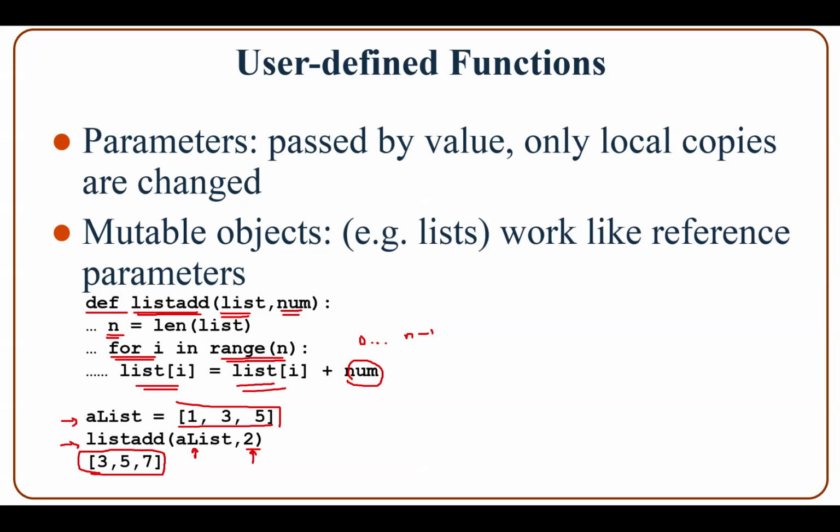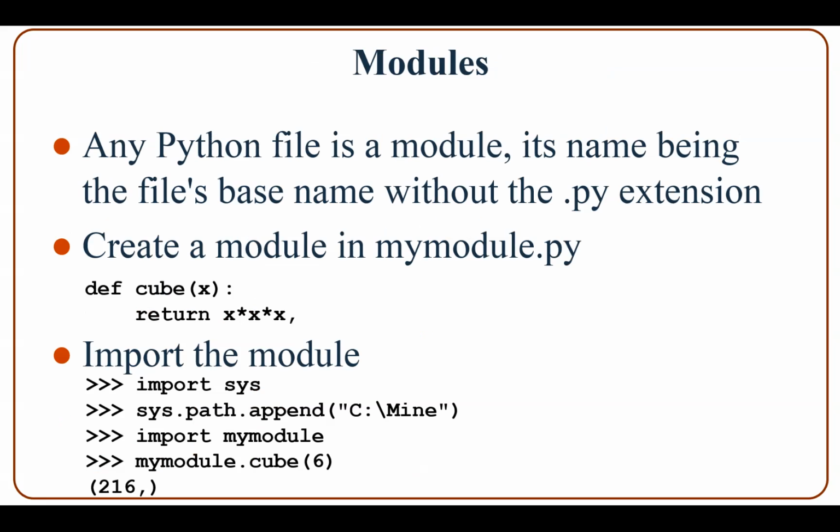Now let's talk about modules. Any Python file is a module, and its name being the file's base name without the .py extension. So let's see how we can create a module in Python. We create a module and we store the code in this file, let's say mymodule.py, and we write the code in there. And this file contains this function, right? Cubed, with one parameter, and it returns x cubed.